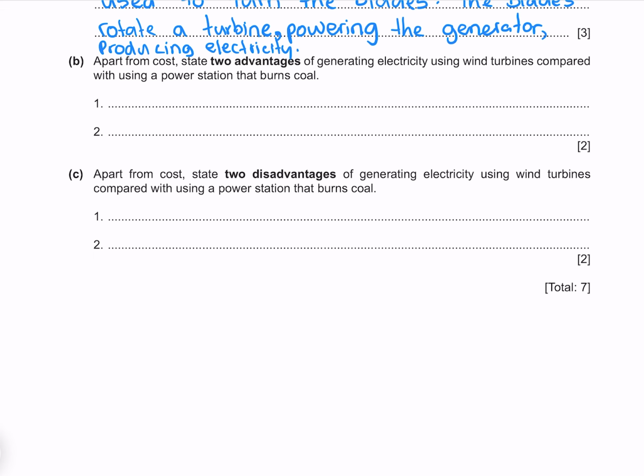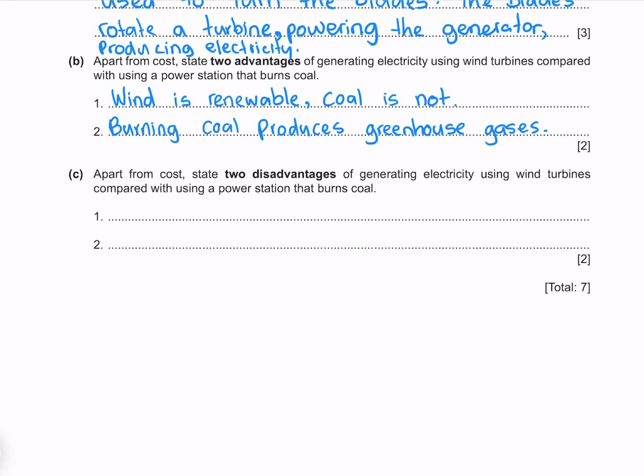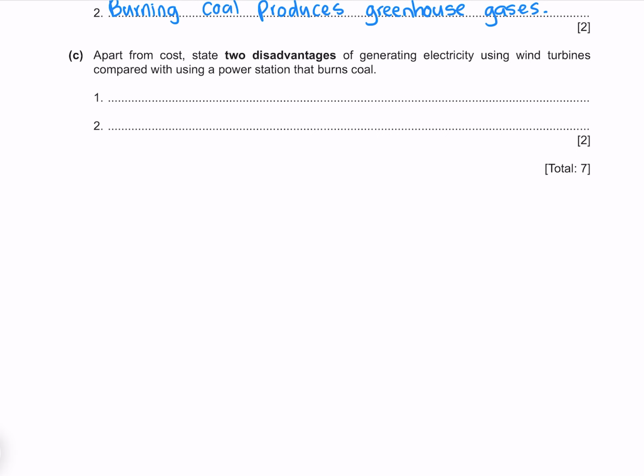Apart from cost, state 2 advantages of generating electricity using wind turbines compared with using a power station that burns coal. First of all, wind is renewable, and burning coal produces greenhouse gases. Apart from cost, state 2 disadvantages of generating electricity using wind turbines compared with using a power station that burns coal. It only functions if wind is present and requires more area.